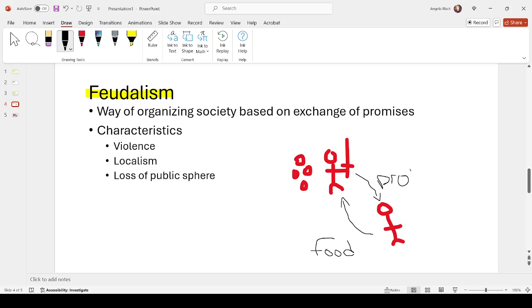He's going to protect you from the other thugs with swords, who are going to try to fight with him and take all of his land and all the people who live on the land, because then they will have more food and they will be wealthier, such as it is. Okay.